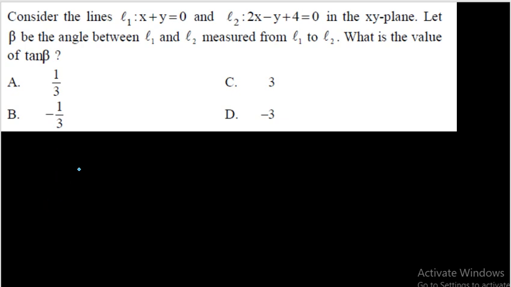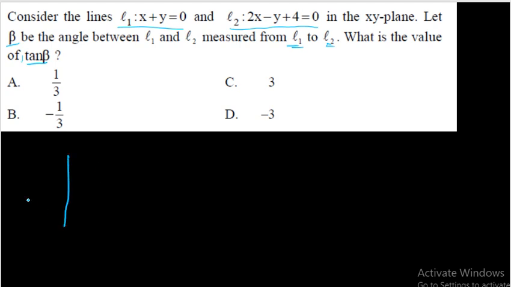So the first question says: consider the lines L1, which is x plus y equals 0, and the second line L2, 2x minus y plus 4 equals 0. There are two lines given in the xy plane, and let beta be the angle between them, which is measured from L1 to L2. What is the value of tan beta?